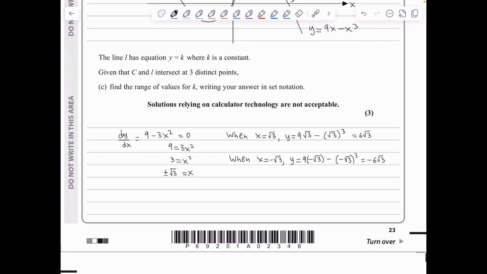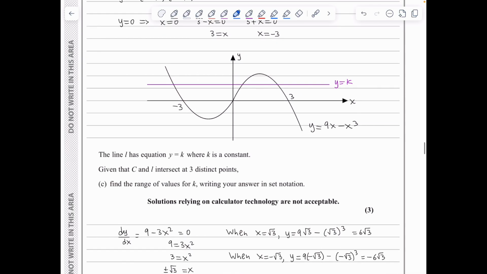And therefore, if I go on my curve here, the maximum is at root 3, 6 root 3, and the minimum is at minus root 3, minus 6 root 3. All I'm interested in is the y-coordinate of the maximum and the y-coordinate of the minimum, because we want k to be strictly less than the 6 root 3, but certainly greater than the minus 6 root 3.